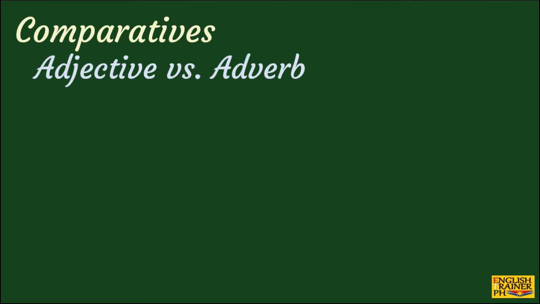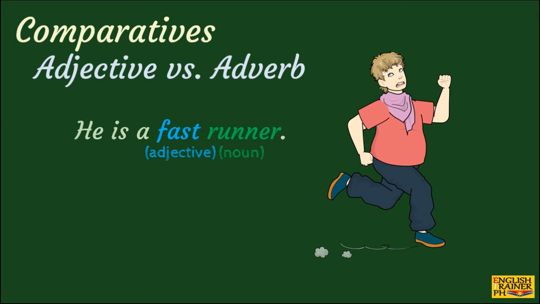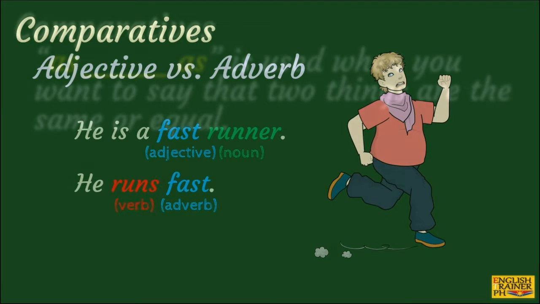So let's take a look at the first example. He is a fast runner. So fast is an adjective to describe a person, which is a runner. In the second example, he runs fast. So runs is the verb, fast is the adverb to describe the action run.